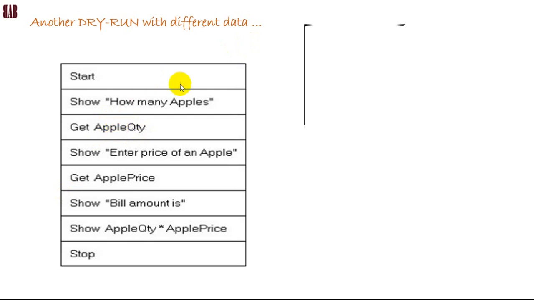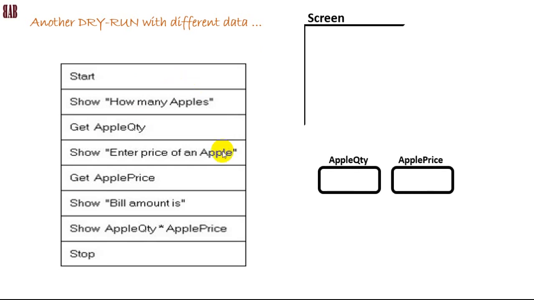So again we need the screen and the two variables for this and this. Okay, the variables are there. Show, you will have the screen. Let's start. So start, nothing happened. We go to this. It's going to print how many apples, same as earlier. Then we go to the next line, waiting for some value. Now this time we'll type 5. Then that will be taken by apple quantity, which is this variable. So this will become 5.